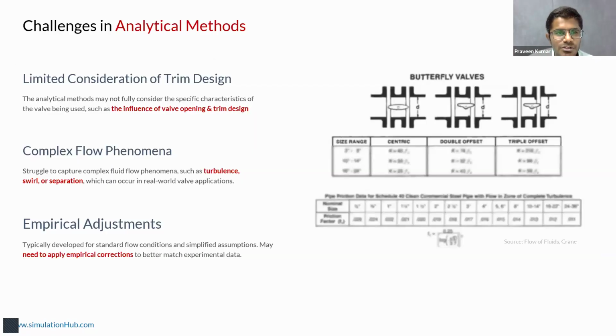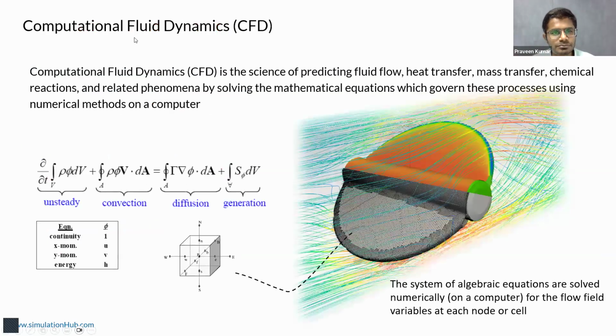So we'll see those. Challenges in the analytical method, as I said, a lot of empirical relations are involved, and it doesn't capture complex flow phenomena like turbulence, swirl, and local flow separation. What is the impact of a simple trim design change? Those things are not covered in the analytical method. Then comes the numerical methods, which is CFD.